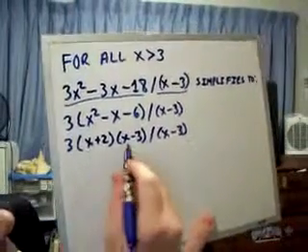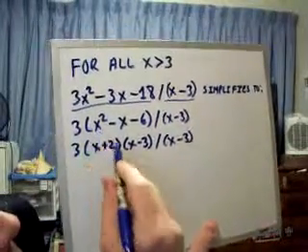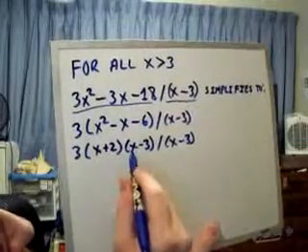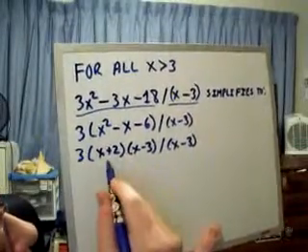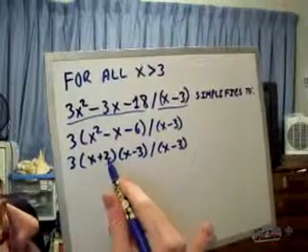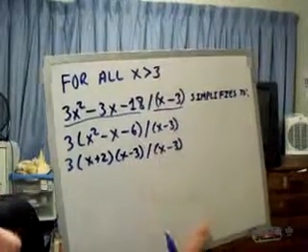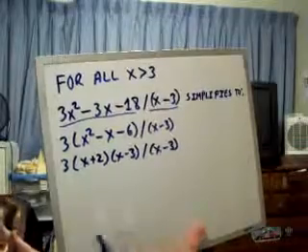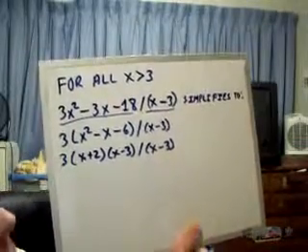Alright, x times x equals x squared. Positive 2x minus 3x equals negative x. And 2 times negative 3 is negative 6. That's how we get that, and that's where we get the FOIL method from.